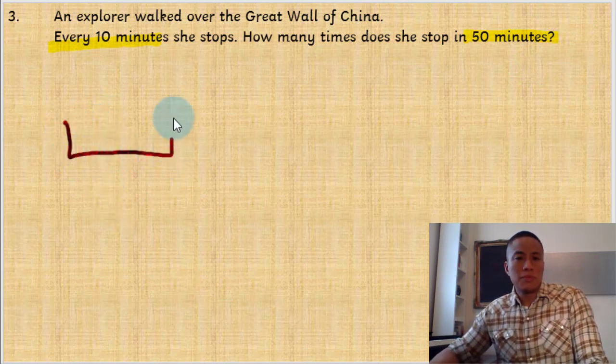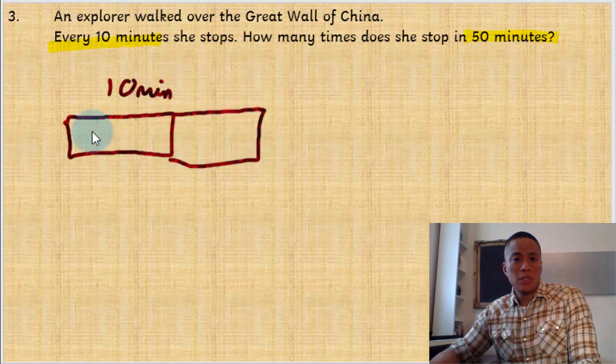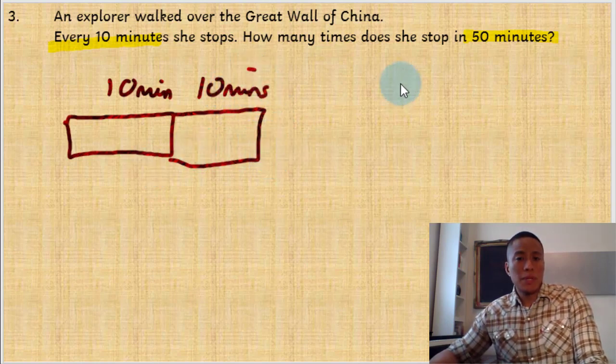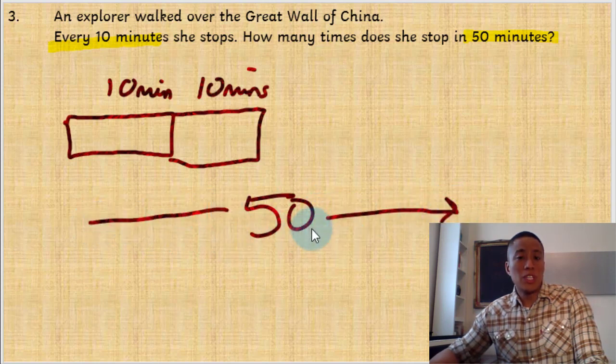So this is her walking and stopping 10 minutes. I'll put 10 min here. So that's 1. Now let's go to another 10 minutes here. She stops and walks another 10 minutes. Now we've got to do this all the way until there is 50 minutes. We want to know how many times she stops until it's 50 minutes.